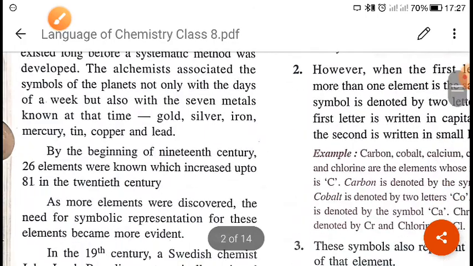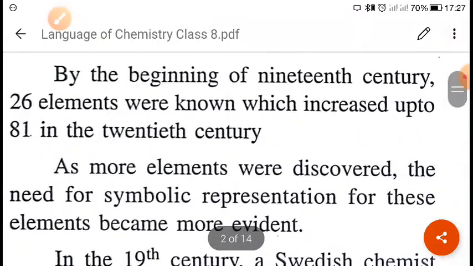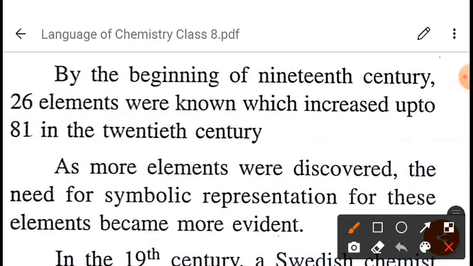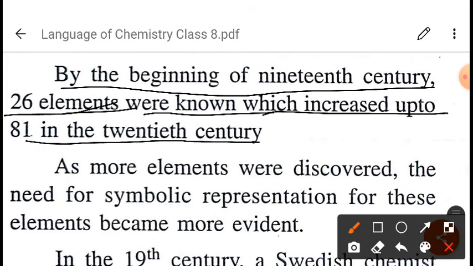Now next is, by the beginning of the 19th century, only 26 elements were known, which increased up to 81 in the 20th century. Meaning, at the beginning of the 19th century only 26 elements were known, but that increased day by day, and it reached 81 at the end of the 20th century, because in the 20th century 81 elements were known at that time, right?